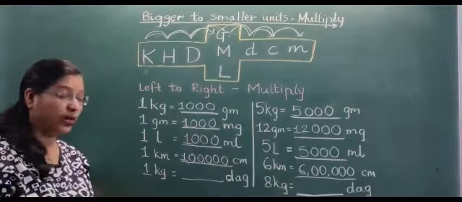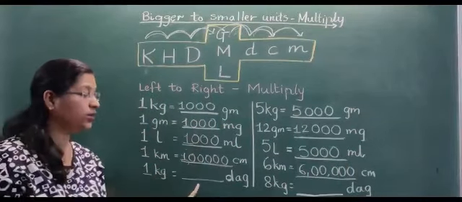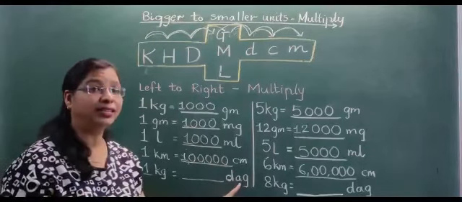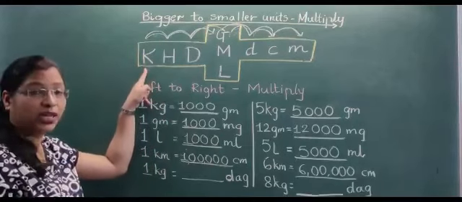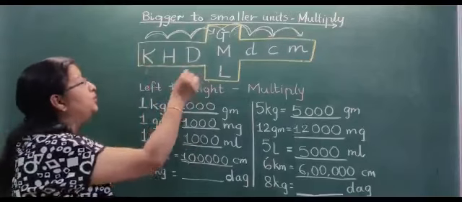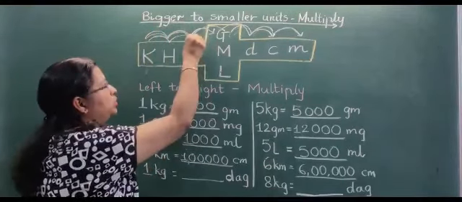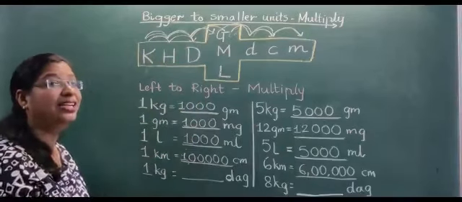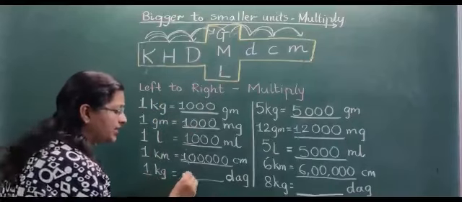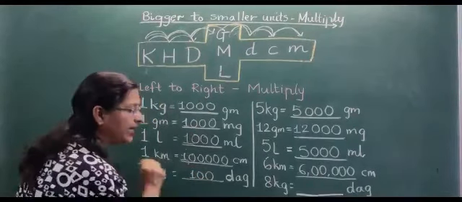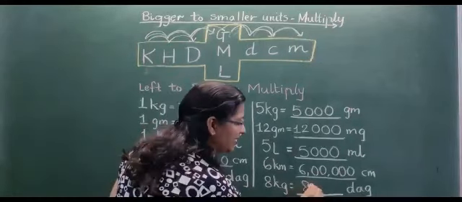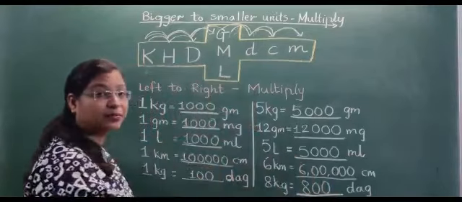Now let's understand this one. 1 kilogram is equal to how many decagrams? DAG stands for decagrams. So here you can see kilogram and here it is decagram. So how many places you have to move here now? 1, 2. So you will multiply by 100 because you have just moved 2 places to the right. So 1 kg is equal to 100 decagrams. So 8 kgs is equal to, yes, 800 decagrams.